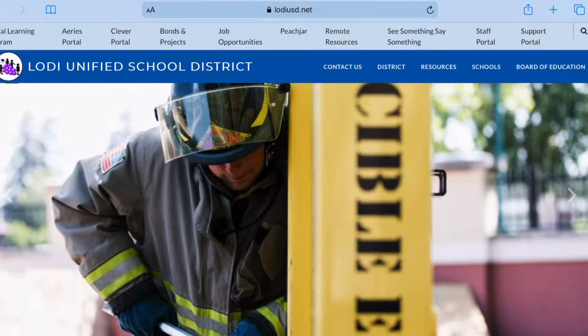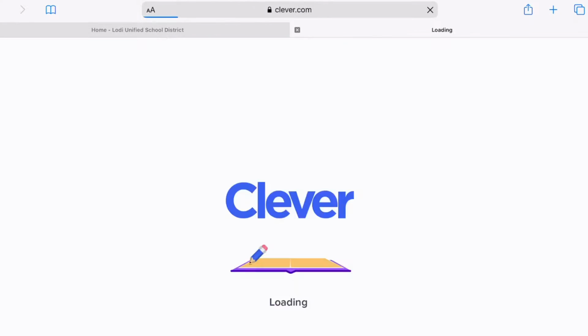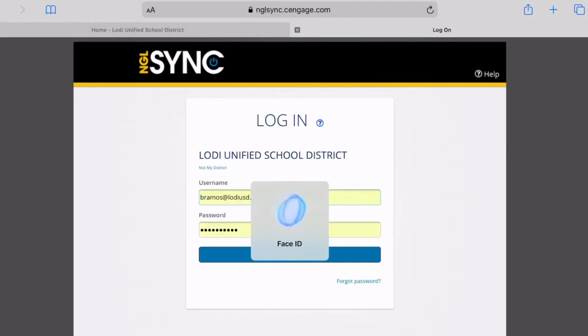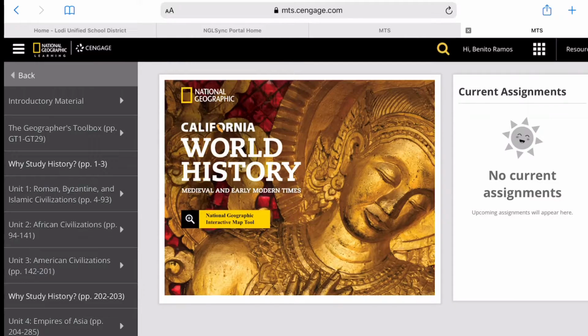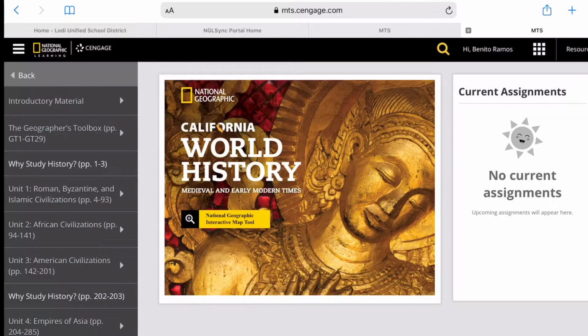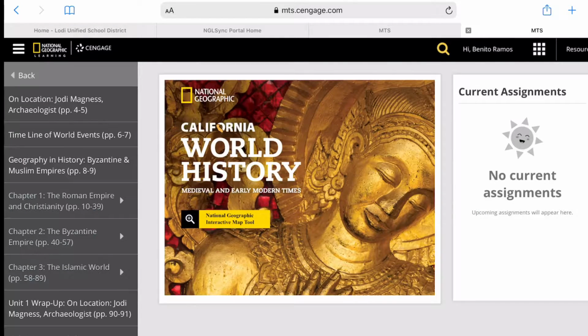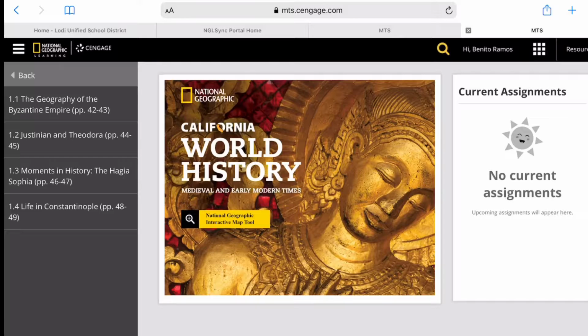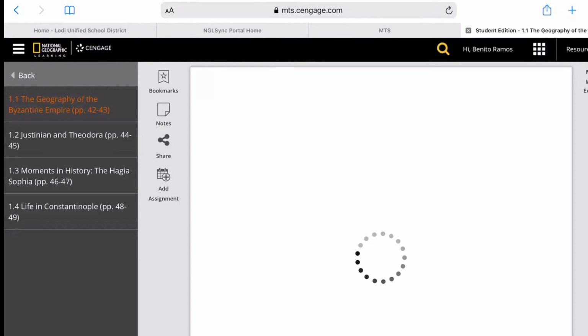Of course, to access our book, you need to go to our website, lodausd.net. And from there, you launch Clever, and from Clever, Cengage, and from Cengage, log in to your student account. And you will see our World History book, which is a National Geographic Learning resource. We'll cover Unit 1, Chapter 2, the Byzantine Empire, pages 40 to 57. And from Section 1, which is the Early Empire, and Lesson 1, the Geography of the Byzantine Empire, pages 42 to 43.